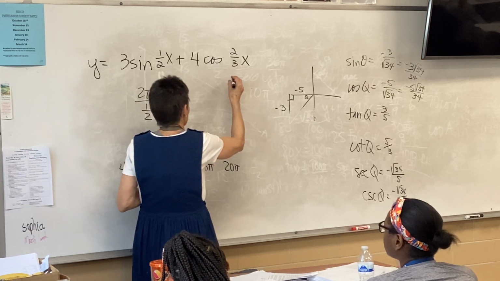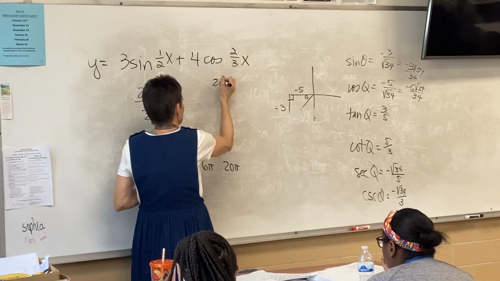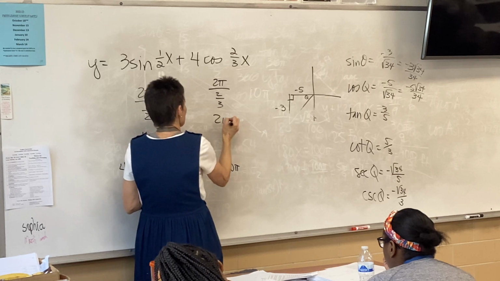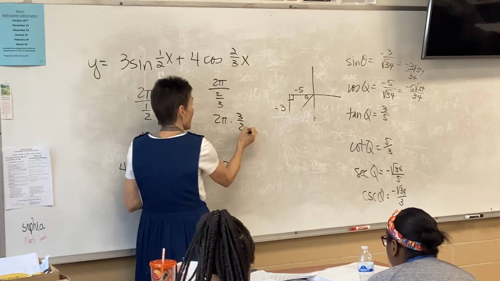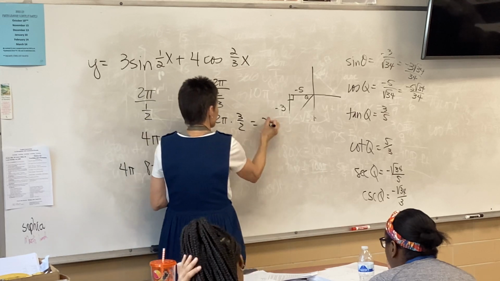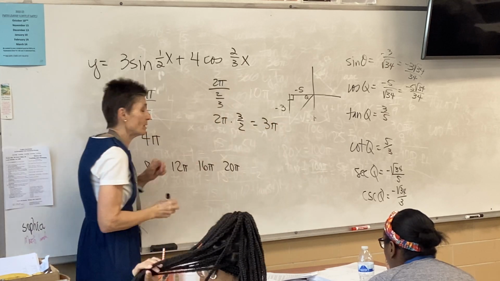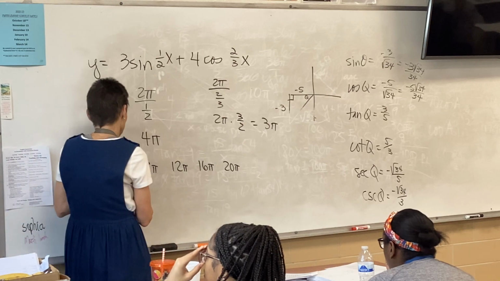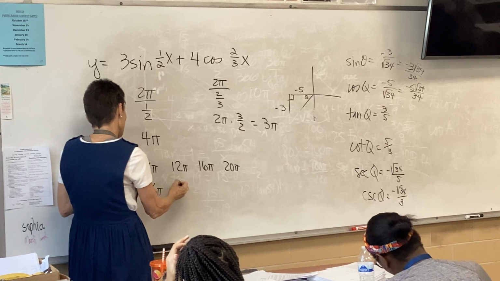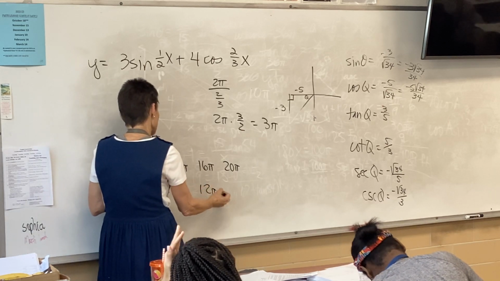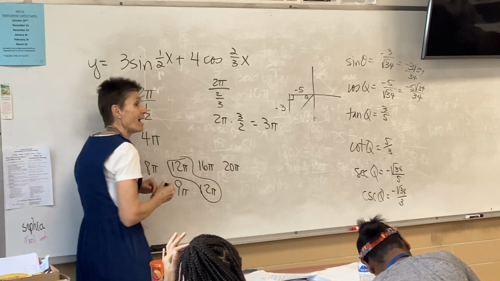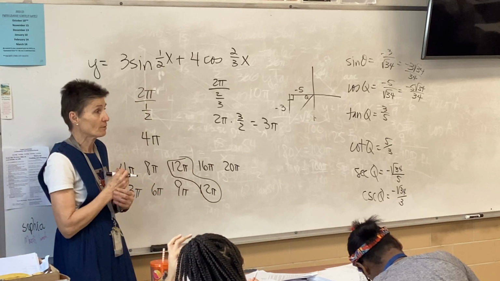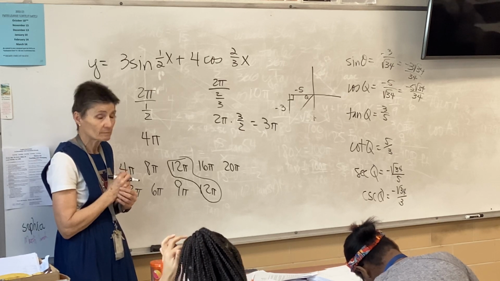Now, what about this one? What's the period of this one? 2 pi divided by 2/3? Which is 2 pi times 3/2, which is 3 pi. So that one starts over again every 3 pi. So 3 pi, 6 pi, 9 pi, there it is. The first time they match is the period. So the period is 12 pi. Okay?